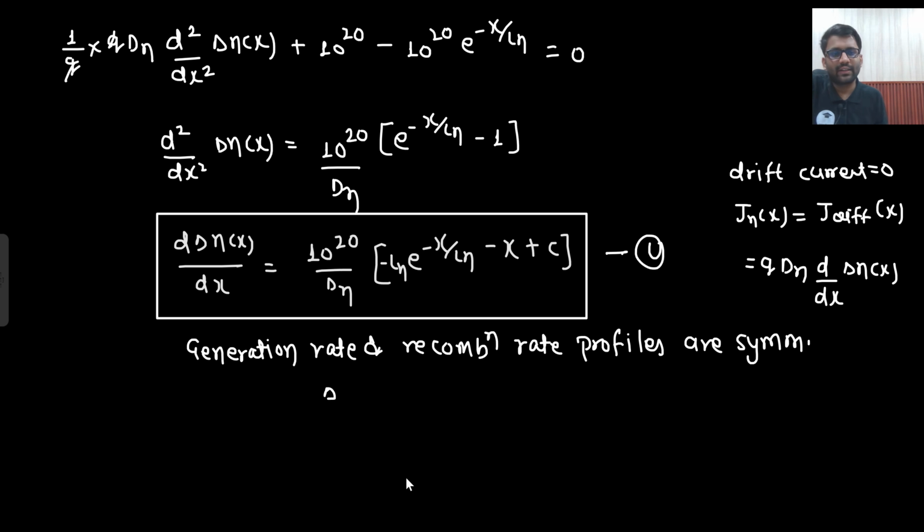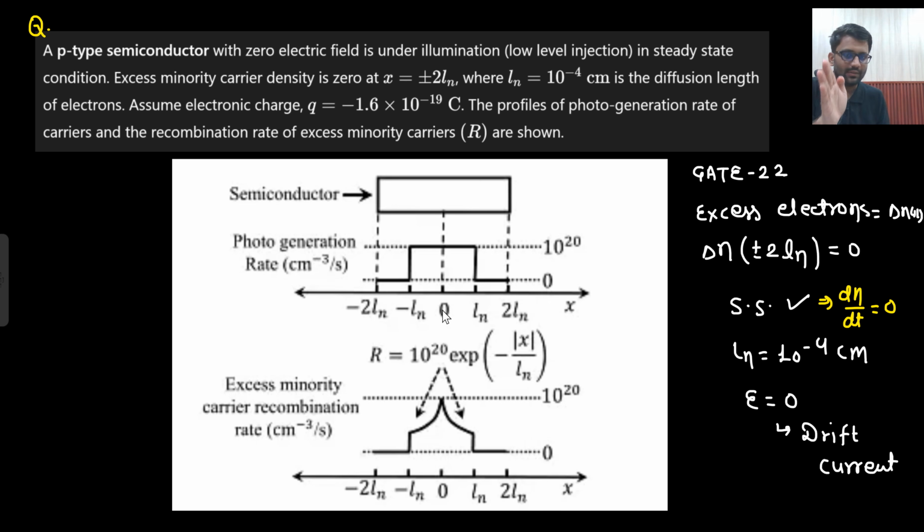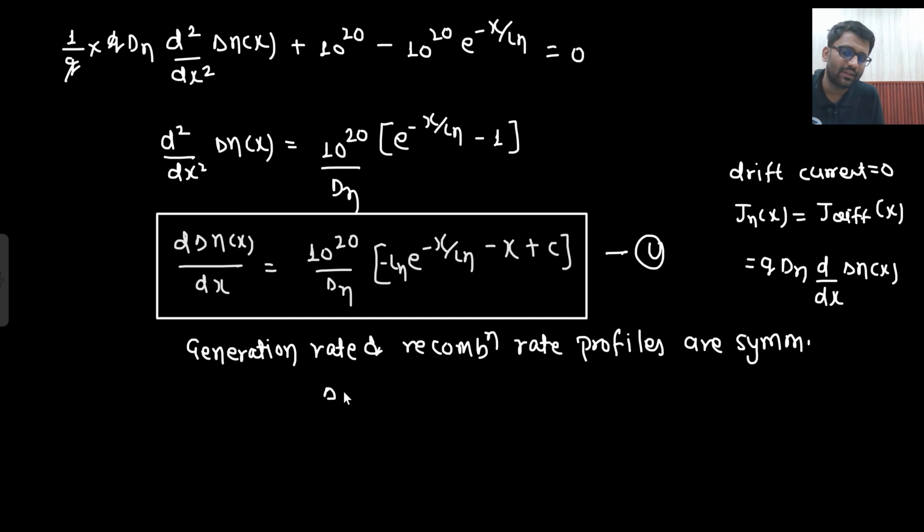Why so? Whatever the carriers being generated and recombined between 0 to 2 ln, the same thing is happening between 0 to minus 2 ln as well. At the same rate generation is done, and at a different rate recombination is done, and the similar thing is happening between 0 to minus 2 ln as well. So the delta Nx profile will also be symmetric, or you can call it even.